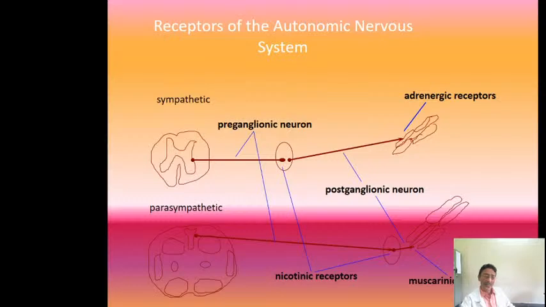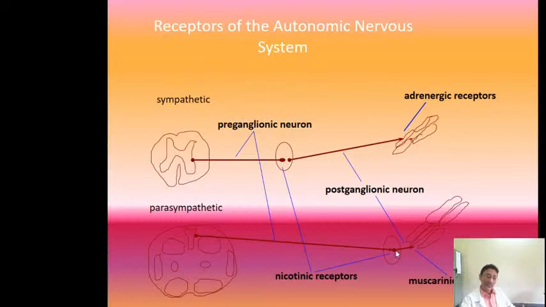It may be the GIT or the sweat gland or the bladder. So the sympathetic fiber has a short preganglionic fiber and a long postganglionic fiber. Whereas in the parasympathetic system, as I said, it is the cranial or the sacral outflow. You will find that the fibers take origin from either the cranial division or the sacral division. They travel a long distance and reach the target organ.